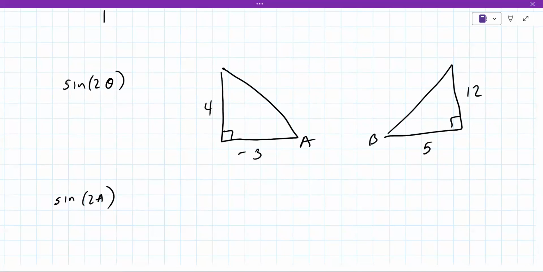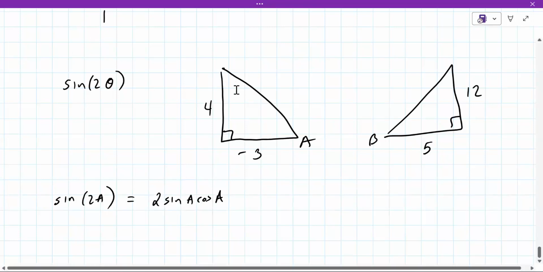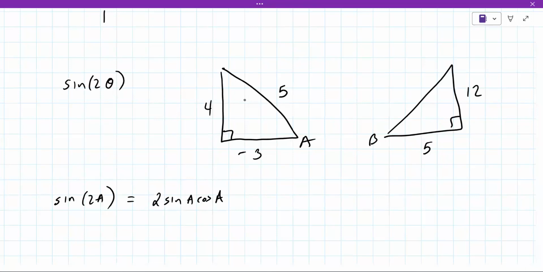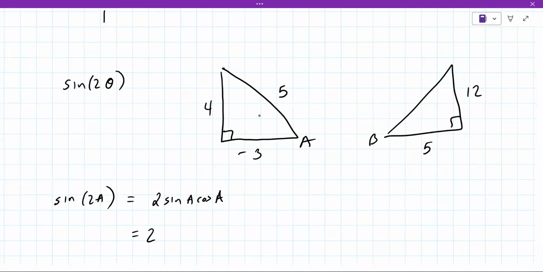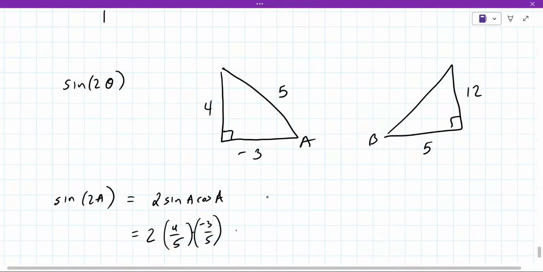Okay, so you have to first know that this is 2 sine a cosine a. And then you also have to find the missing side, which is 5. And then use the sine of a and the cosine of a to simplify this. So you got 4/5 times minus 3/5. And then you reduce as much as you can. So this one's minus 24 over 25, like that.